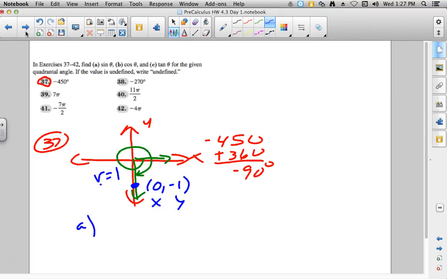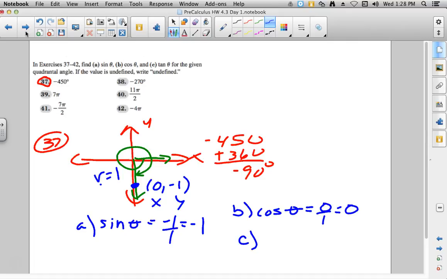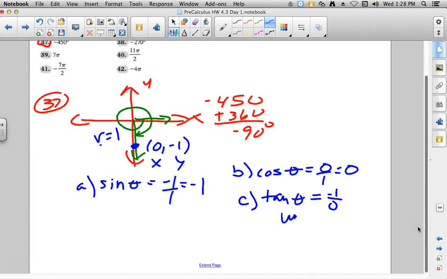For 37, they wanted the sine, and the sine is y over r, so the sine of theta equals -1 over 1, which is -1. For B, the cosine of theta, that's going to be x over r, so that's 0 over 1, which is just going to be 0. And then for C, they wanted the tangent of theta. And tangent is y over x, so that's going to be -1 over 0, which of course is going to be undefined. Cannot divide by 0. And that is everything from your list.